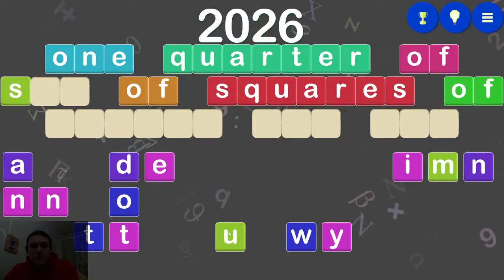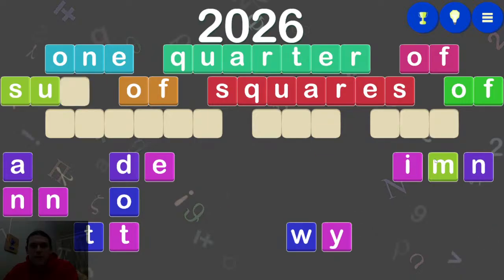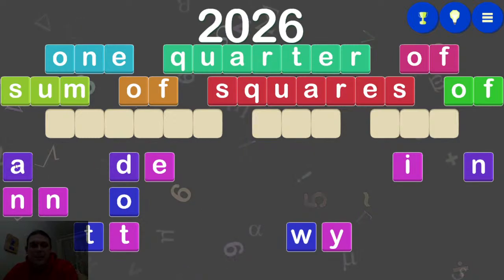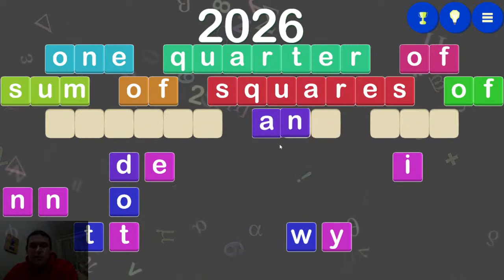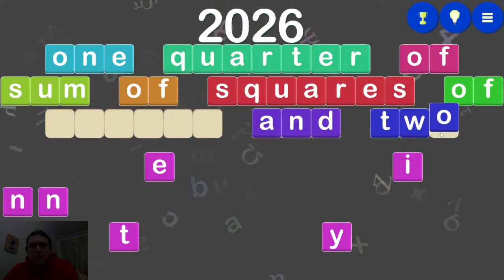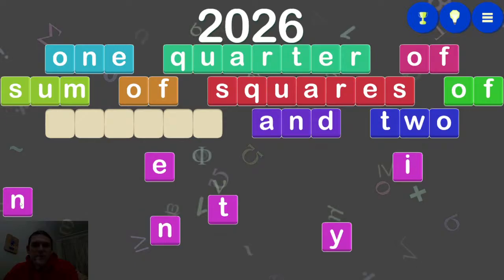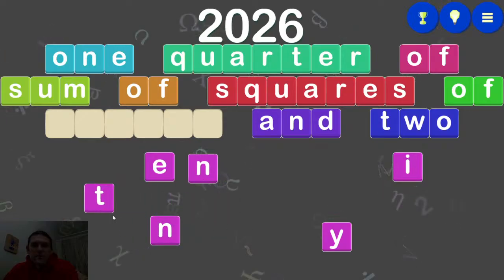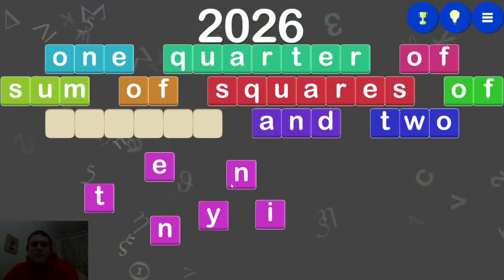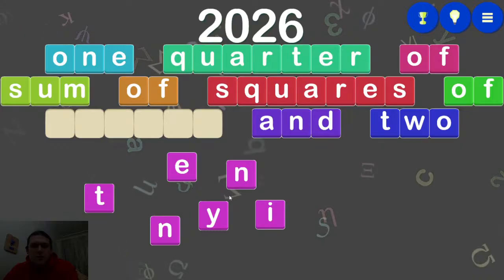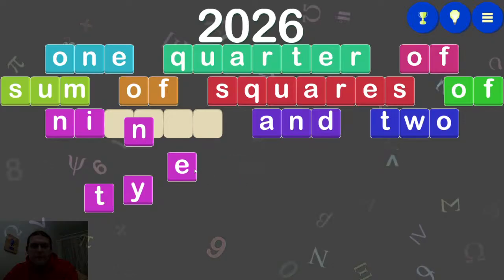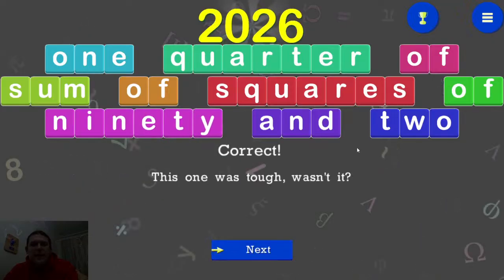We have the word sum. Sum, not sun. Sum of squares of something and something. Yeah, so we need and right here. Oh, we see number 2. And we see another number. 1/4 of sum of squares of 90. Oh, of 90 and 2.